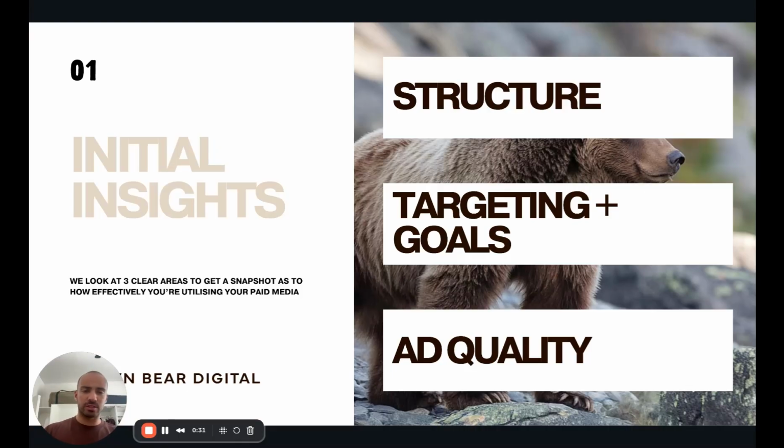So initial insights. First things I'm going to look at are structure, the targeting and goals, and also the ad quality. Three clear areas in which to look, and I'm going to go through them individually. But at the end of the day, if you can tick off each of those boxes and do it well, and know what you're looking for and how you can utilize each of those to improve performance within an account, you'll have very clear next steps to basically squeeze more juice out of the orange in any account that you're auditing.